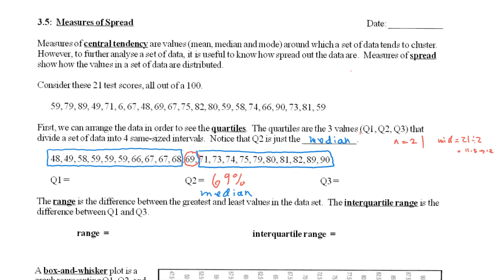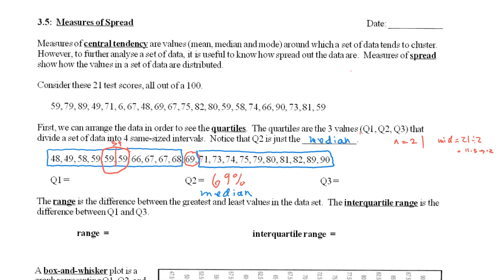Now, here's the deal. When we had the original 21 points in that list, now we do not count the 69, but we do count 71 through 90 and 48 through 68. Now, that is 2 even sets of 10. So our median is going to be here for the lower set, 59 and 59, which gives us an answer of, you guessed it, 59. So that is what we call Q1, right?